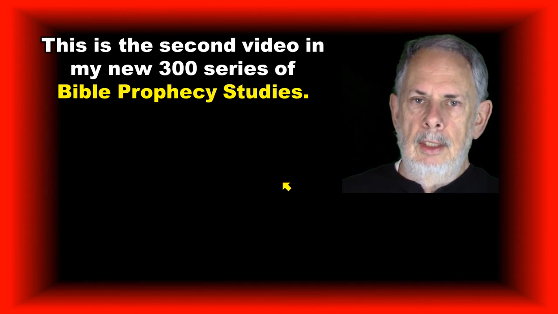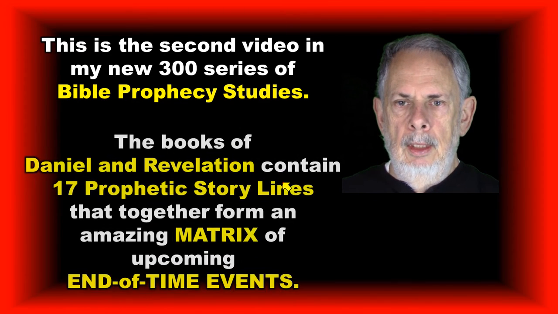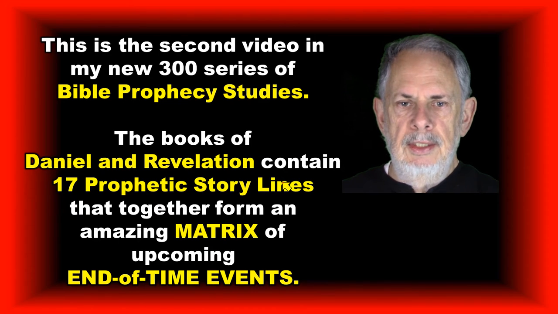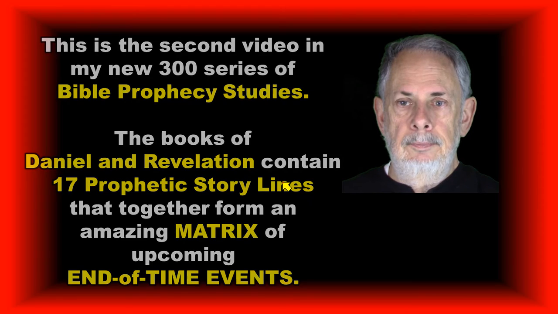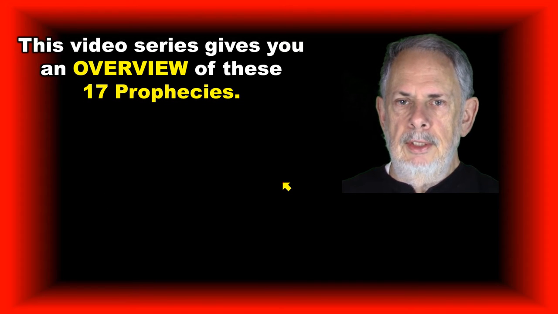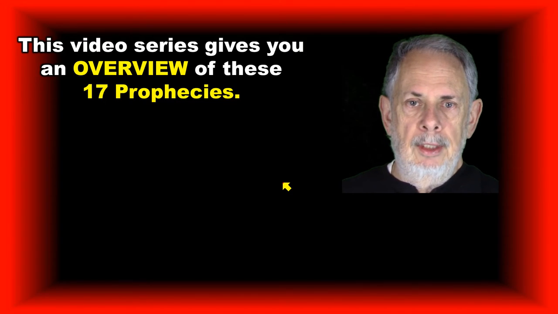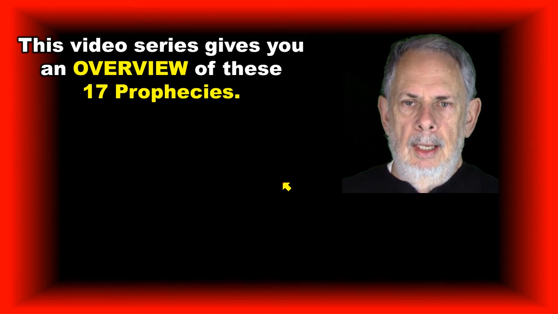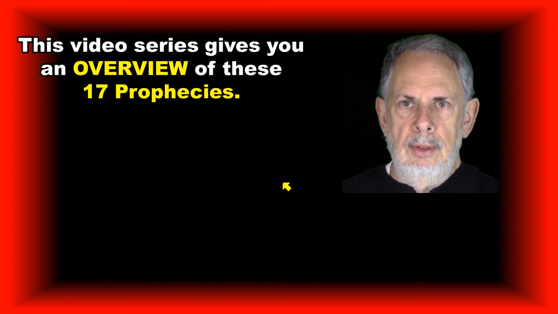So this is the second video in my new series called the 300 series of Bible prophecy studies. You know, the books of Daniel and Revelation contain 17 prophetic storylines that together form an amazing matrix of upcoming end time events. So this video series is going to attempt to give you an overview of these 17 prophecies. Now, we're not going to go into great detail into each one of them, but I will be putting references in the comment area below the video so that those that are interested in looking further into these prophecies have some links there that you can follow and study on your own.